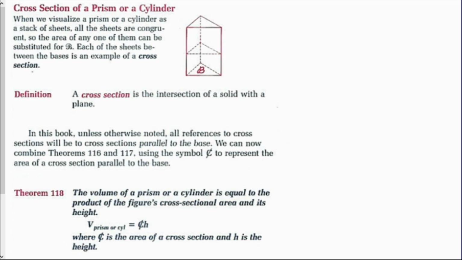We can now combine theorems 116 and 117 using the symbol C with a slash through it to represent the area of a cross section parallel to the base. Because again, the cross section is the same area as the base. So the volume of a prism or a cylinder is equal to the product of the figure's cross-sectional area and its height. So volume of a prism or cylinder is equal to the cross-section times H, where C is the area of the cross-section and H is the height.